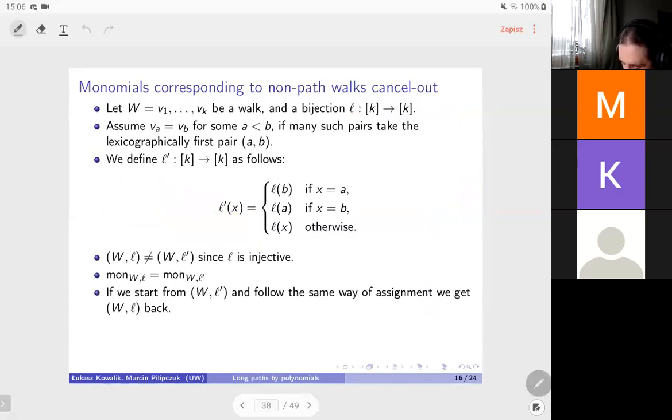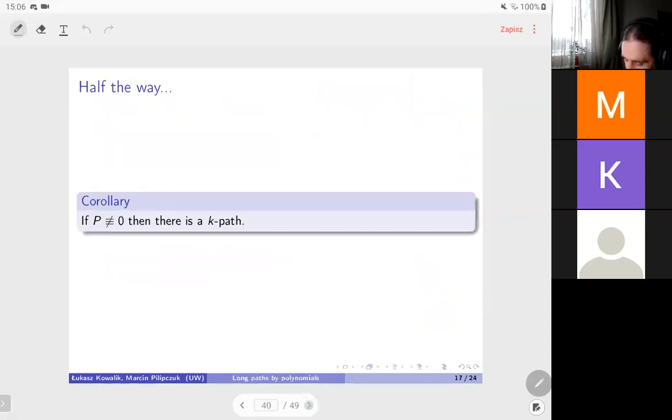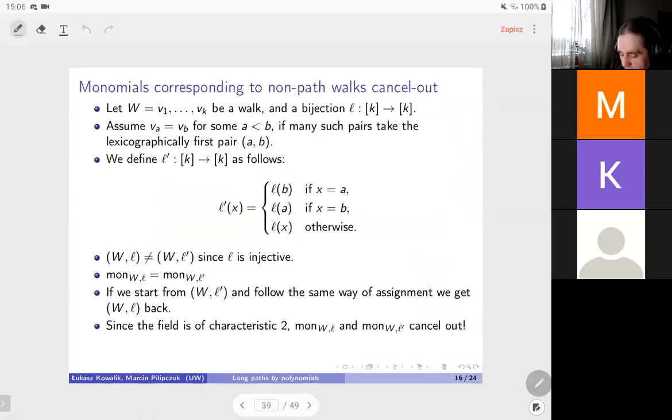So this is what I said here. There's a formal proof where you take the lexicographically first place where the walk repeats a vertex and you're just pairing up. But I think for me the better intuition is that if you have one walk and it happens at one place to be twice, then there are two different ways of ordering the labels there. If you happen to visit one vertex four times, there are four factorial ways of ordering labels there, etc. So this is the intuition we have here.